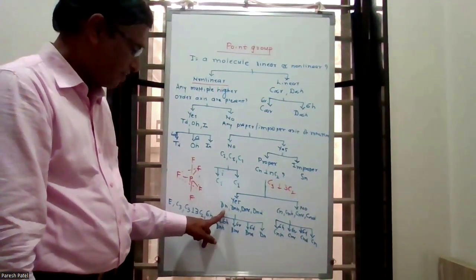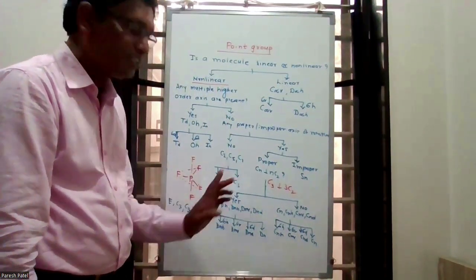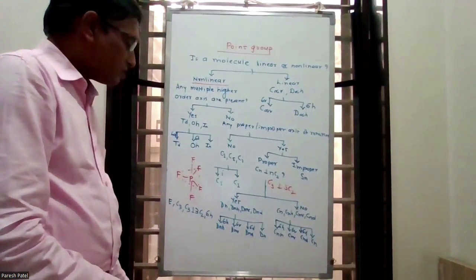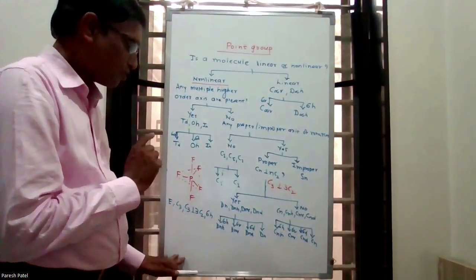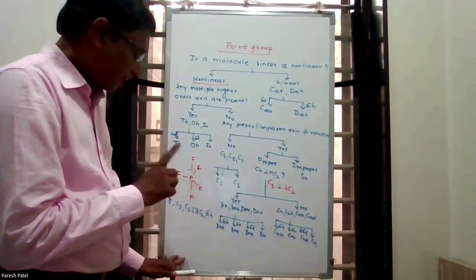D3, D3h, D3v, or D3d. Sigma h is present. It means the point group is D3h.